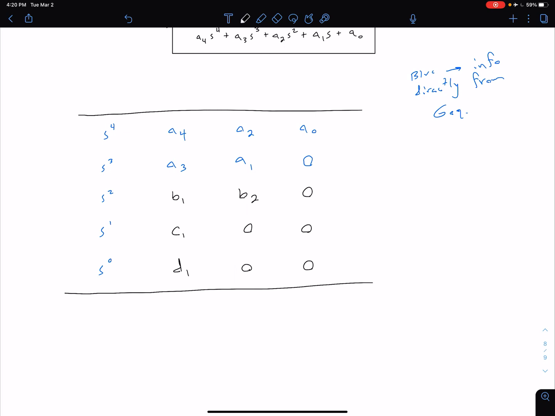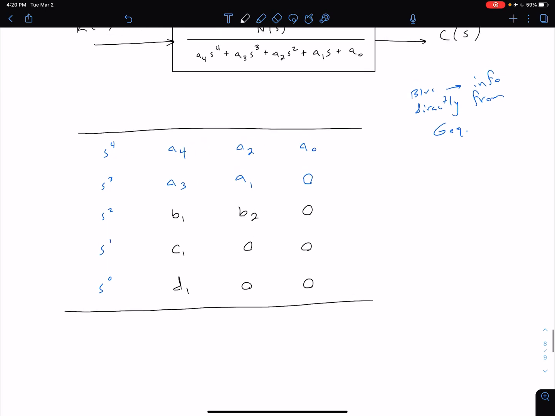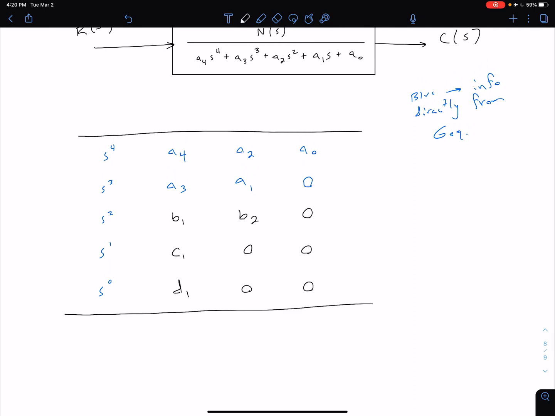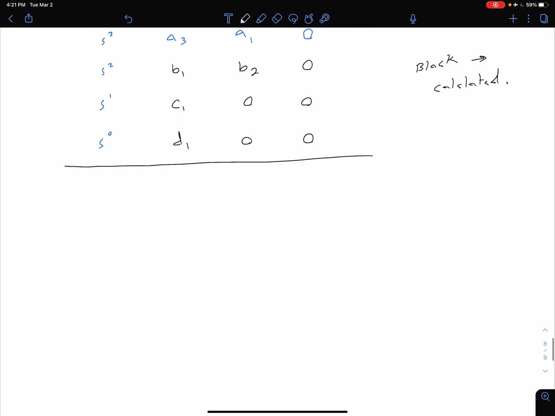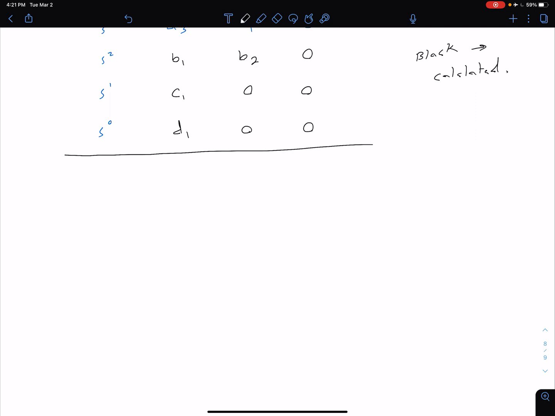So basically what we need to do is figure out what our B1, B2, C1, and D1 are. Again, keeping in mind our blue values are coming from our GEQ, and these black values are values that we're going to calculate. Of course, indirectly those are coming from the GEQ, but we're not pulling the number straight from the GEQ. So each of those entries not coming directly from GEQ, all of our black values, can be found by this general equation here.